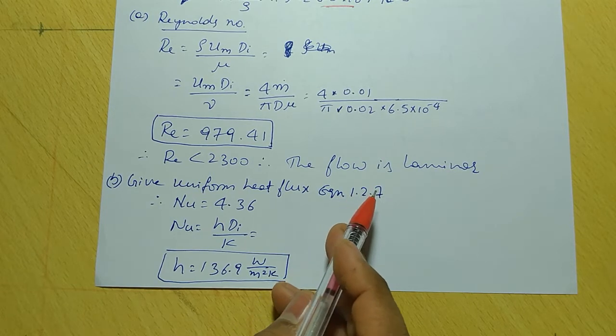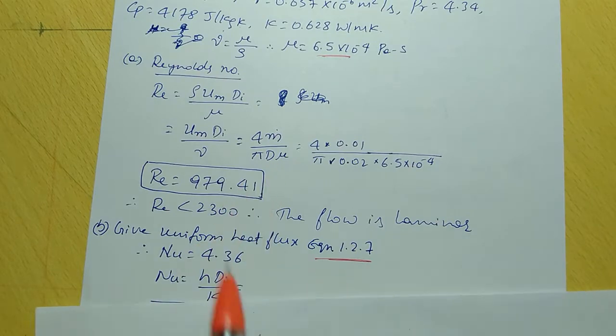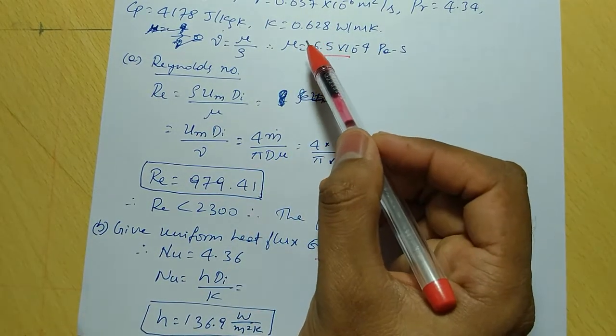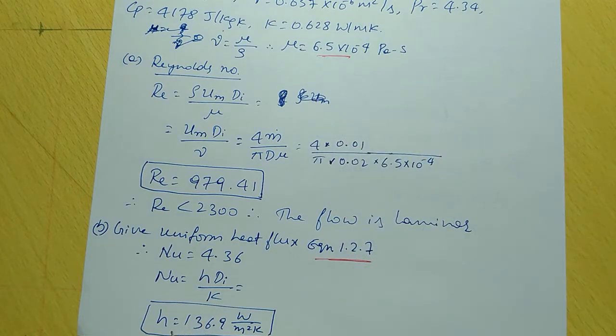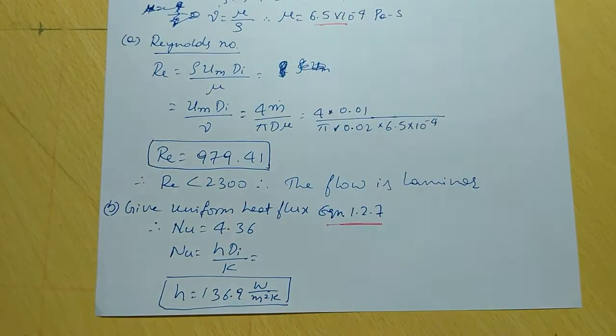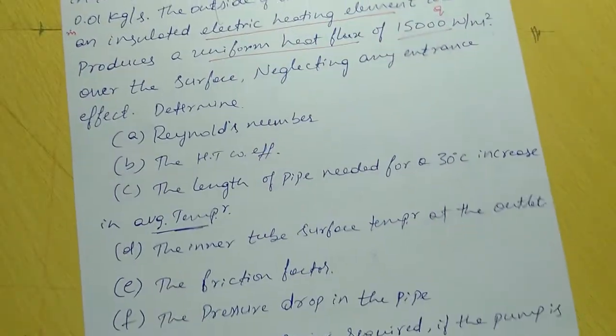Next, to calculate the convective heat transfer coefficient, h is equal to Nu times K by di. Substitute the values: K you know, and di is 0.02 meter. Substituting here, you get h is equal to 136.9 watt per meter square Kelvin. This is the second question they asked.